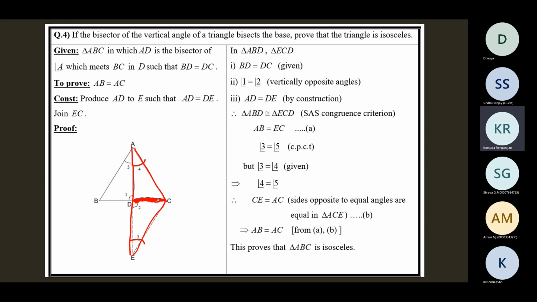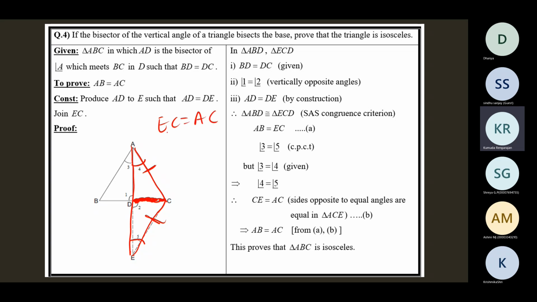So if angle 4 is equal to angle 5, we know that there's a theorem which says when two angles are equal, the sides opposite to them are also equal. That means EC is equal to AC, by the isosceles triangle property.